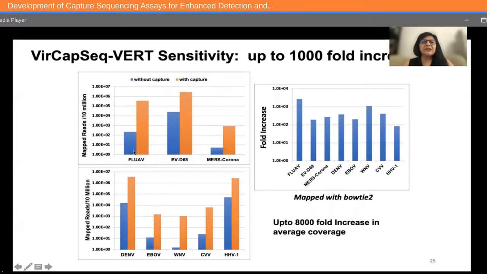We can see that these are the results using unbiased sequencing, and these are the results with capture sequencing. And we can see that the number of mapped reads for each of the viruses is significantly greater with capture sequencing than without for all the agents in this particular experiment. And the fold increase is pretty high, and we are seeing up to 8,000 fold increase in the average coverage.